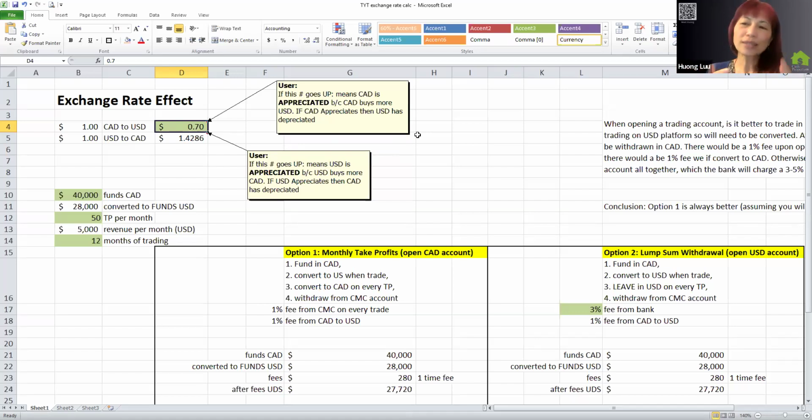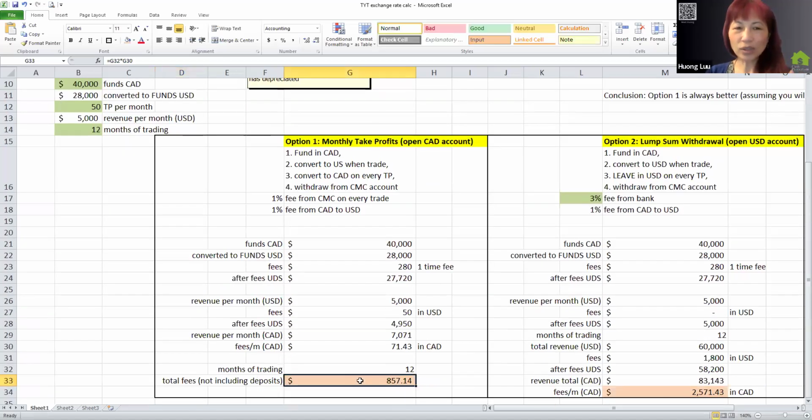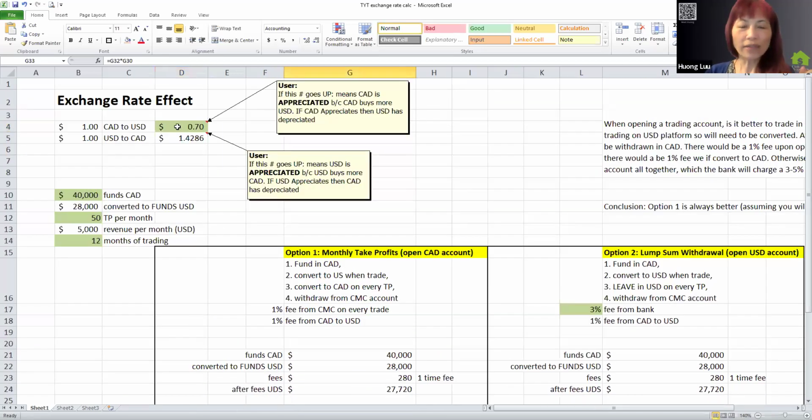But what if the US amount here goes up? So we're at 70 cents, sorry, yeah, one Canadian dollar to 0.7 US dollar. And we're paying $850 in fees, okay, just for the conversion. So now if this goes up to 0.9, so this number's gone up, meaning that the Canadian dollar has appreciated because this Canadian dollar can buy more American. Okay, so that's how I have to remind myself. So at 90 cents US for one Canadian, how does that affect my fees?